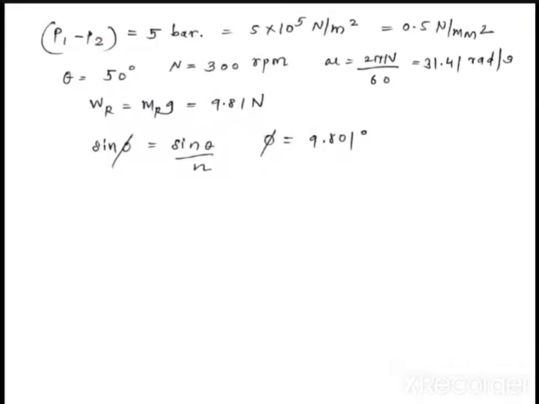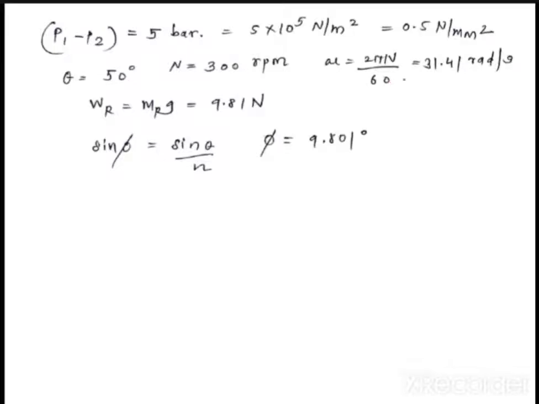Okay, so given P1 minus P2 is equal to 5 bar. So you know na how to convert. So 1 bar is equal to 10 raised to 5 Newton per meter square. So 5 into 10 raised to 5 Newton per meter square. Okay, so that is equal to 0.5 Newton per mm square. Theta 50 degree, N 300 RPM.